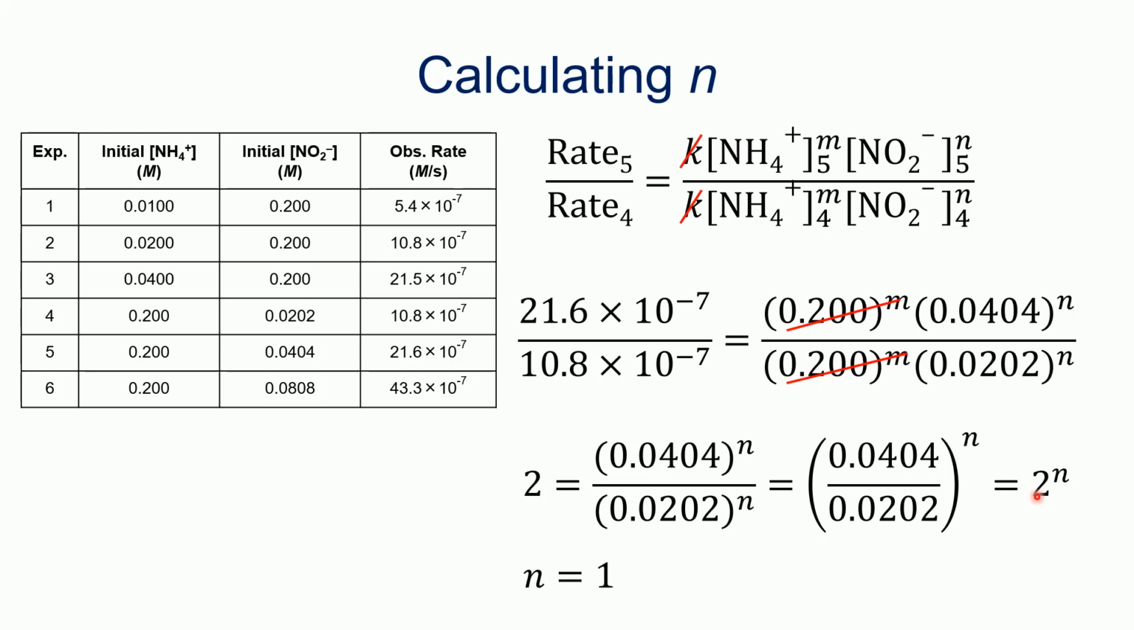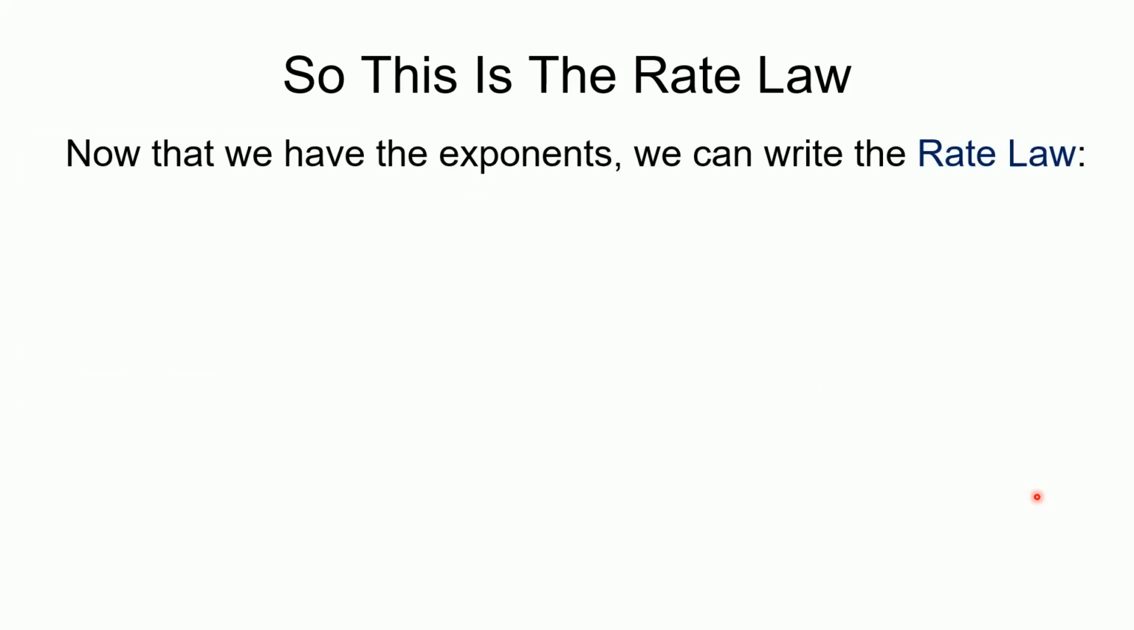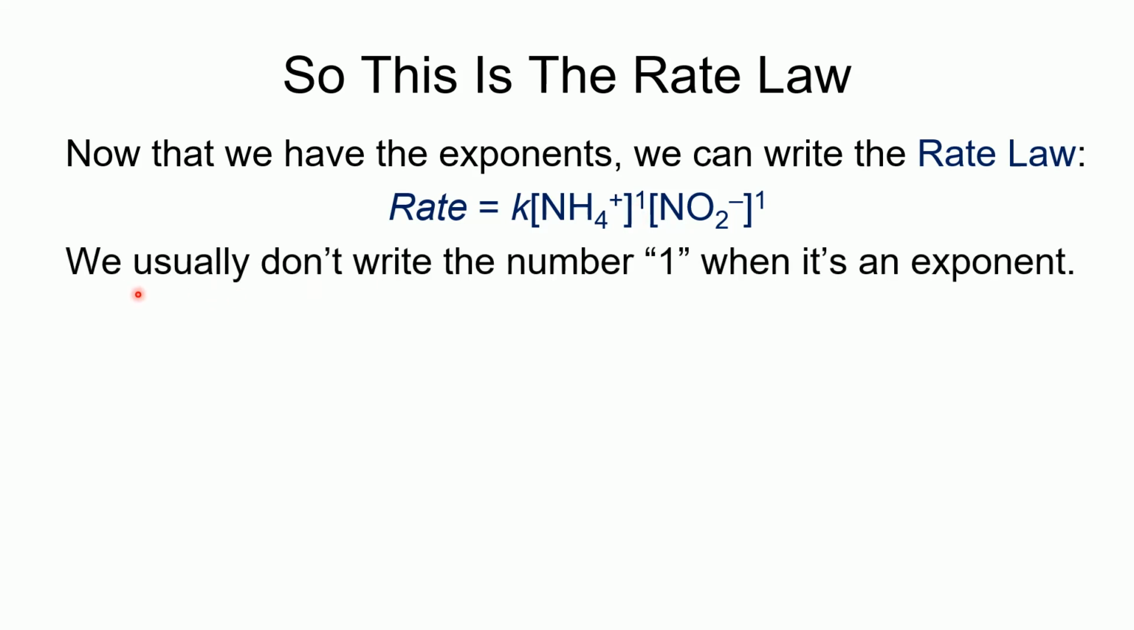So now that we have m and n, we can write our rate law. So this is the rate law. So we put those values in for the exponents, and we write the rate law like this. Now, of course, anytime you raise something to the first power, you don't have to put that exponent. So we don't have to put a 1 there. And typically, we won't put a 1 there. So we usually don't write the number 1 when it is an exponent.